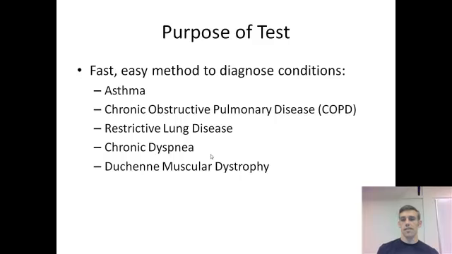So it's not just a test for older people, where you might think, okay, chronic obstructive pulmonary disease, usually older individuals have that. This test is actually useful for other people, pediatrics, who are looking at Duchenne muscular dystrophy or other dystrophies that are related to pulmonary function. So it's a fast, easy method to diagnose a few different conditions.